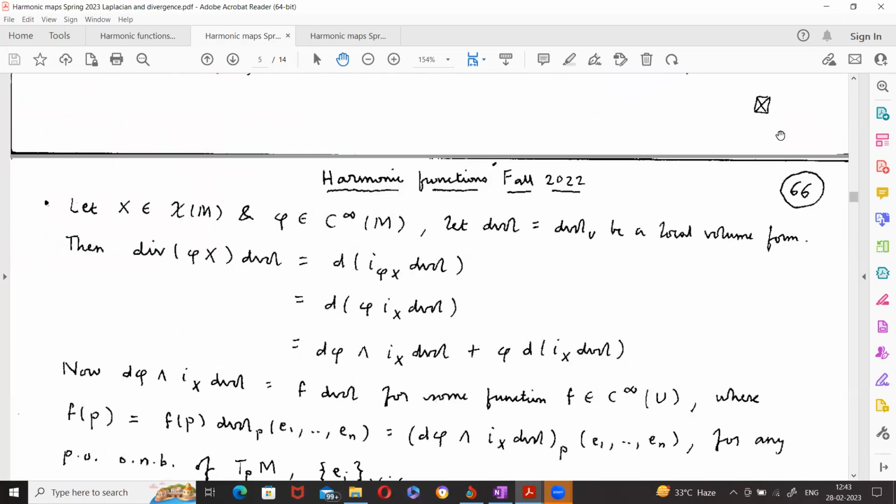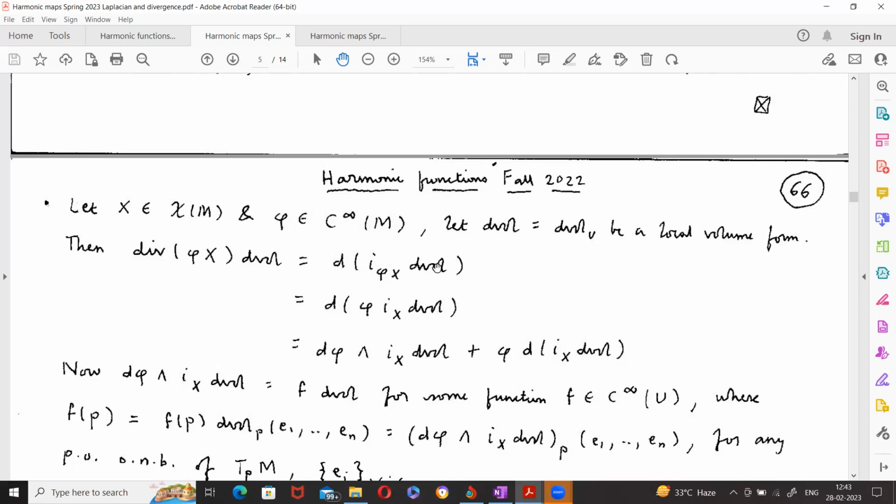Let's work out now a Leibniz rule for the divergence. Suppose X is a vector field and phi is a smooth function, and let dvol be a local volume form. We want to work out the divergence of the vector field phi times X, and some Leibniz rule for this. So let's look at the divergence of phi X times dvol. By the Cartan formula, this is d of i_{phi X} dvol.